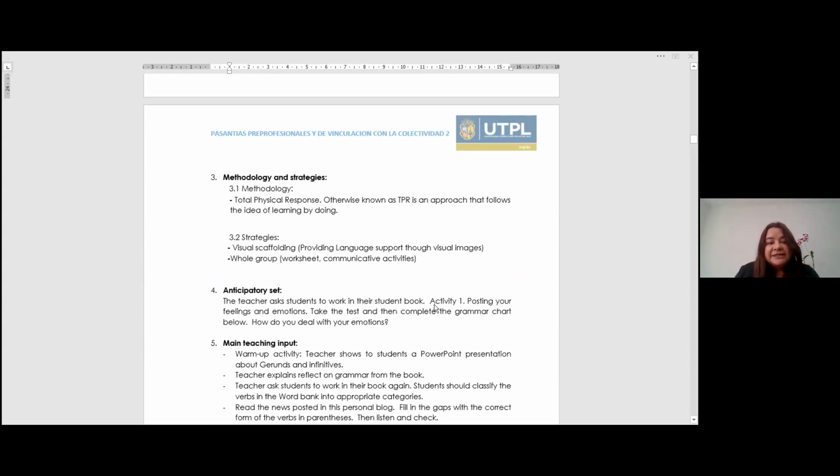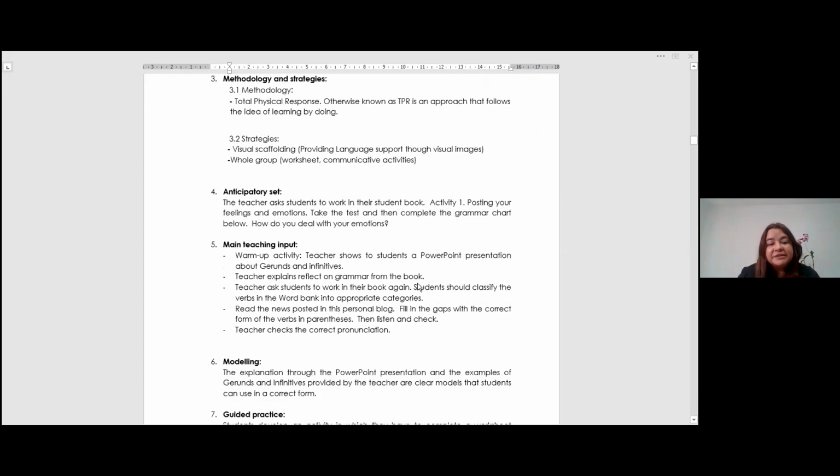Okay, for this class, the methodology and the strategies I use are: total physical response, otherwise known as TPR, an approach that follows the idea of learning by doing. In strategies, visual scaffolding, providing language support through visual images. Whole group, worksheet, communicative activities.